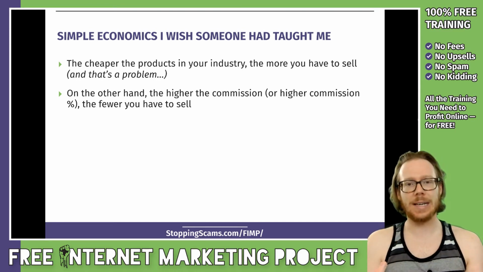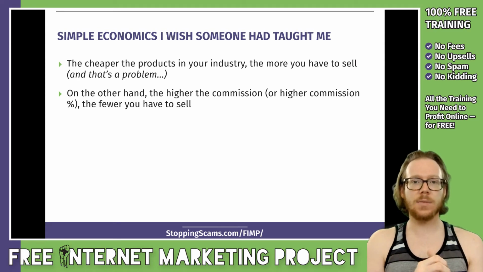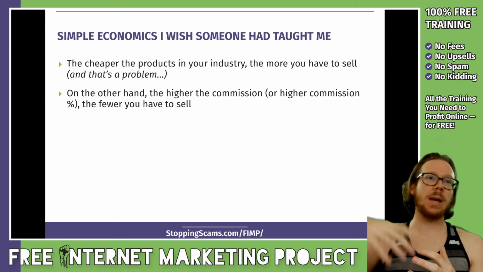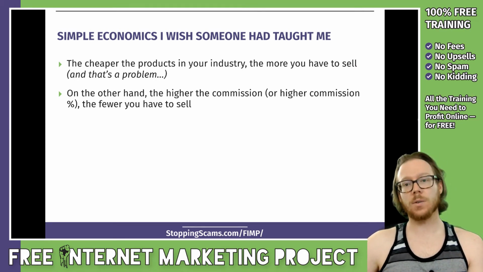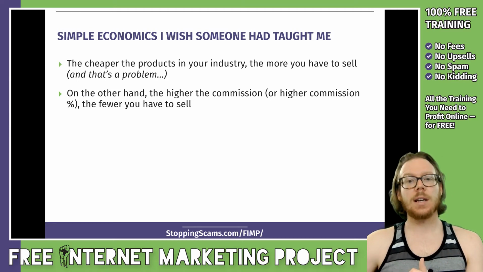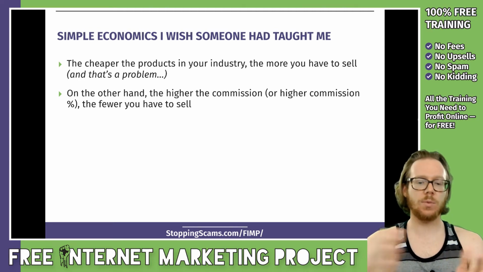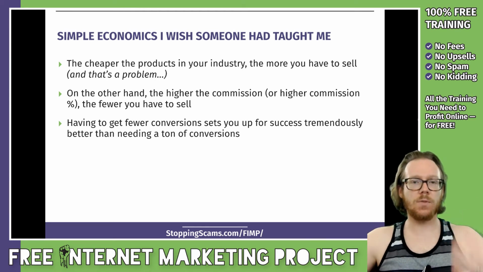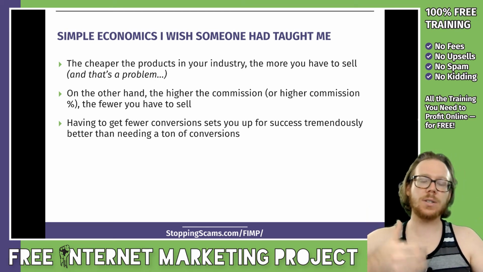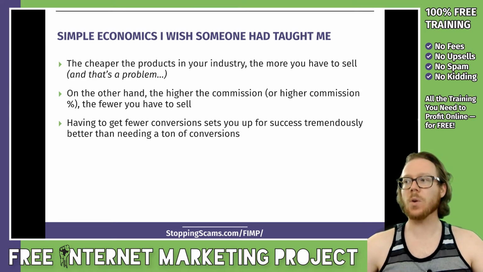The other way to turn that on its head is a lot of digital products, for example, have really high commission percentages, like 50 to 75% of the sale. So even though it may only be $30, your commission on it may be somewhere between $15 and sometimes even as high as $25. So it's a really important thing to keep your eyes on, and we'll talk about exactly how you do that later in this lesson. But as I mentioned, the fewer conversions that you have to get, the better you're setting yourself up for success than someone that needs a ton of conversions to hit the goals that they want.